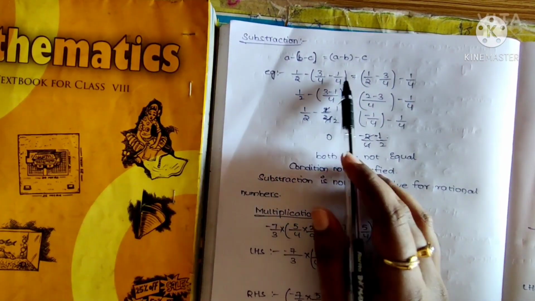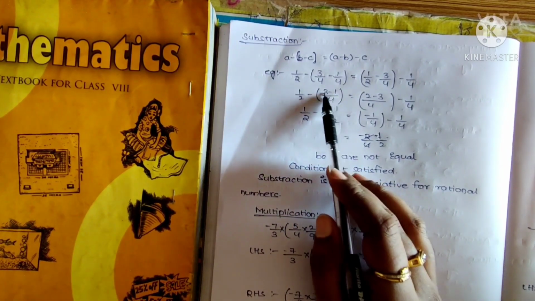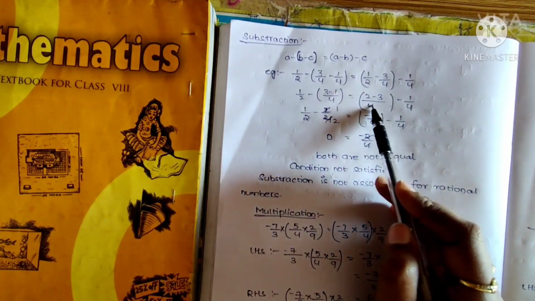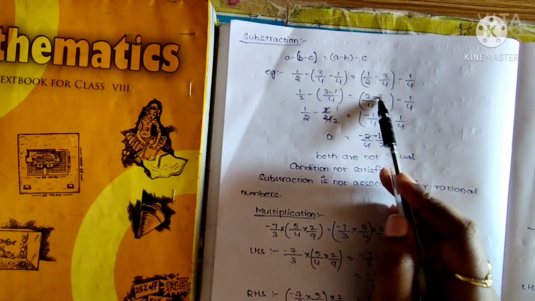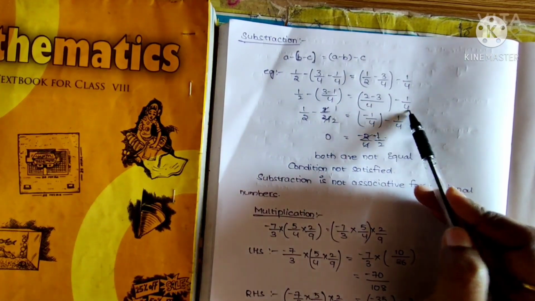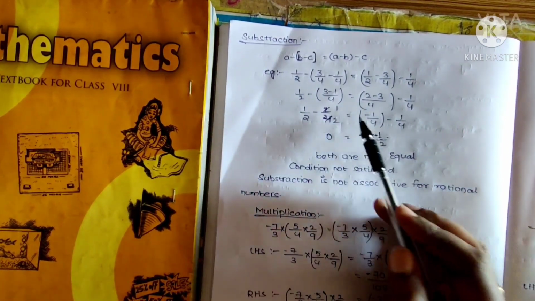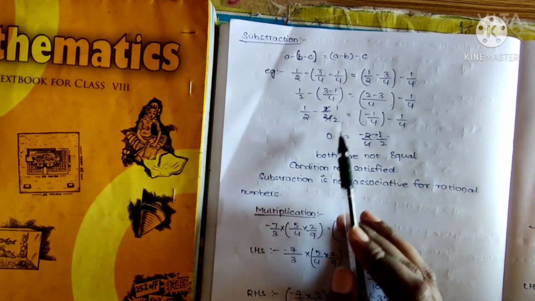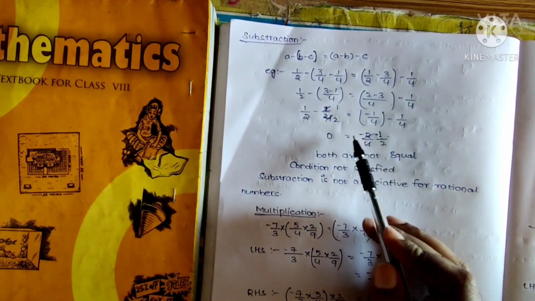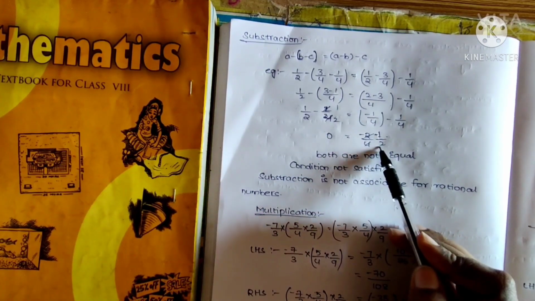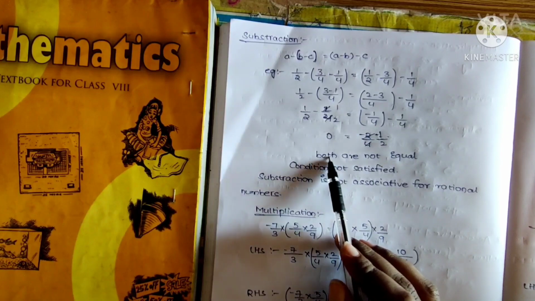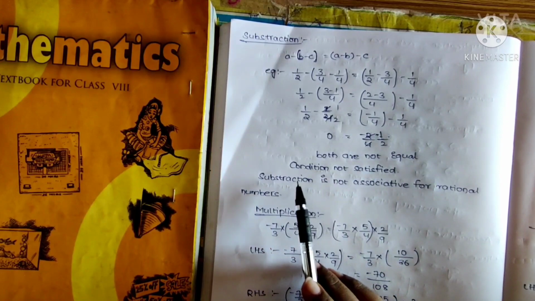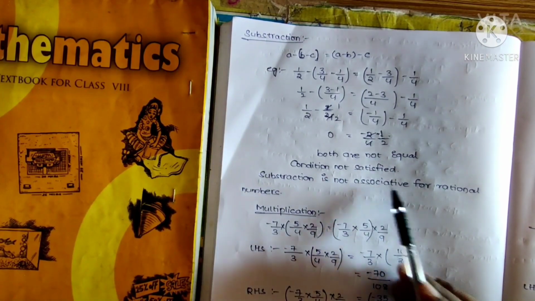For the LHS, 1/2 minus 3/4: the LCM of 2 and 4 is 4, so it is 2 minus 3 by 4, which is minus 1/4, and then minus 1/4, which gives minus 1/2. For the RHS, 3/4 minus 1/4 is 2/4, which is 1/2, so 1/2 minus 1/2 is 0. Here the LHS and RHS are not equal, and the condition is not satisfied. That is, subtraction is not associative for rational numbers.